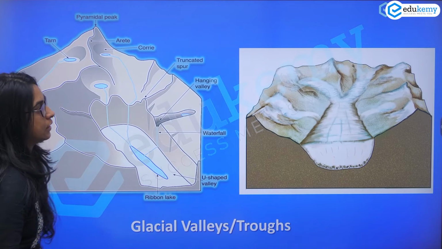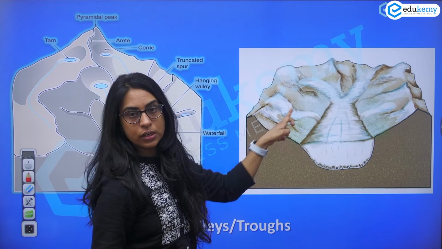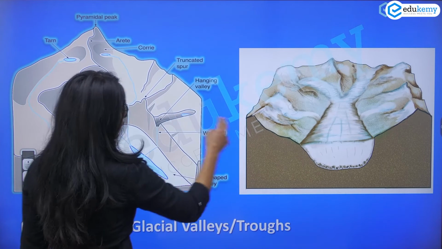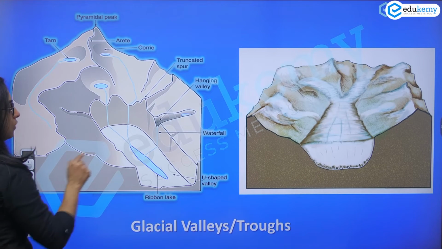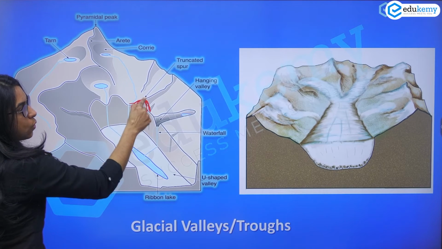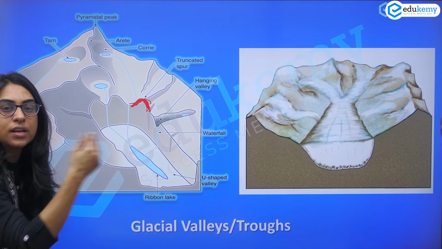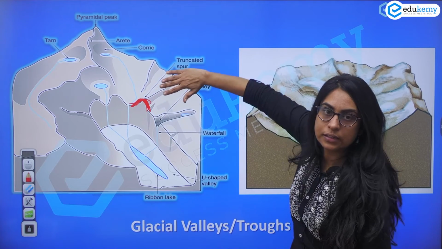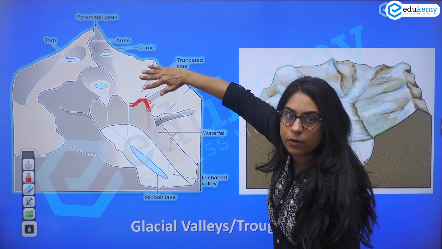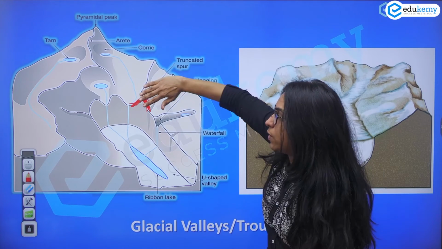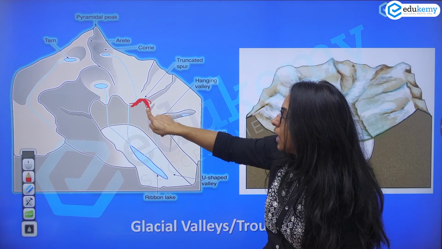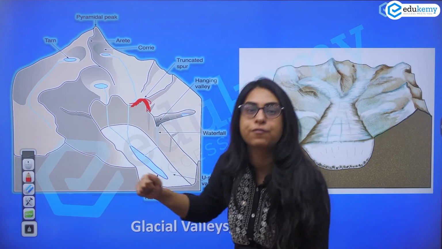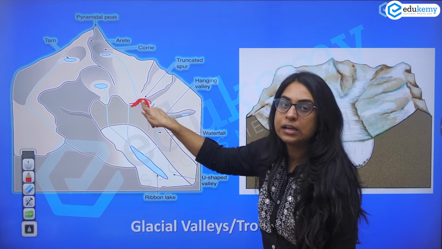Now the place where this glacier is cutting the valley side, this portion is called a truncated spur. Spur is at the foot. Now this glacier, when it was meeting the main glacier, cut a very steep face. That steep face that it has cut is called a truncated spur.